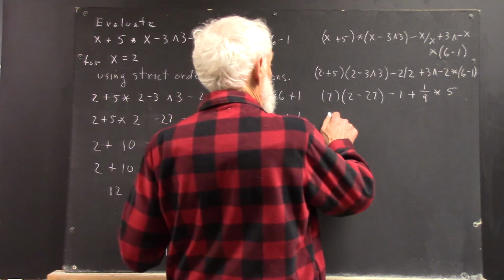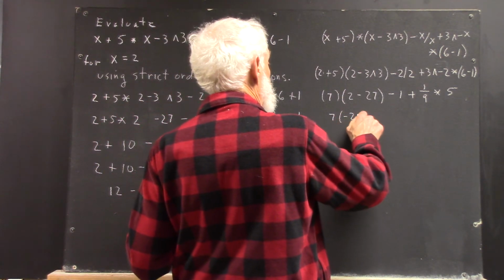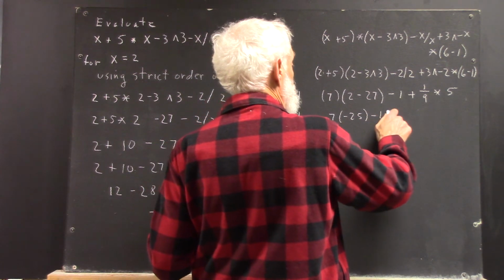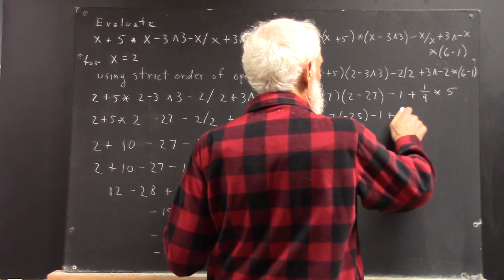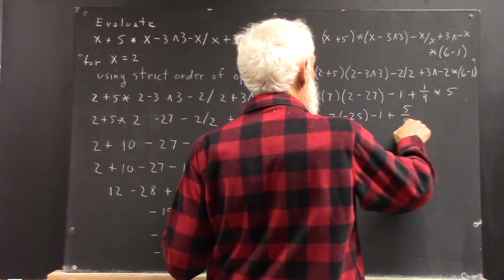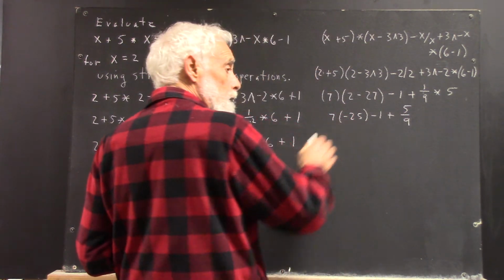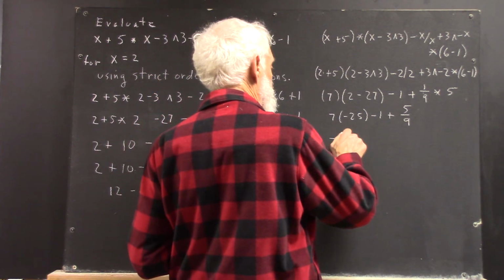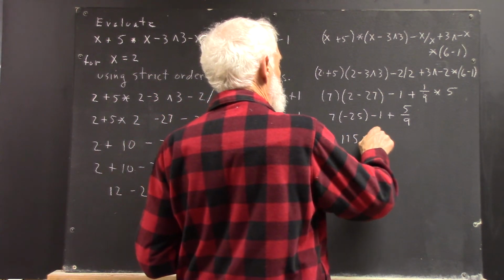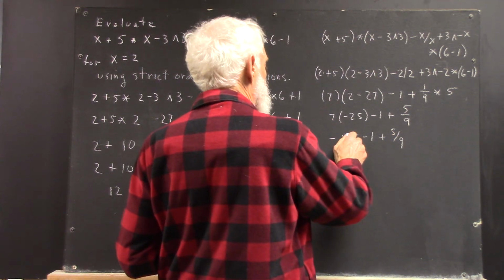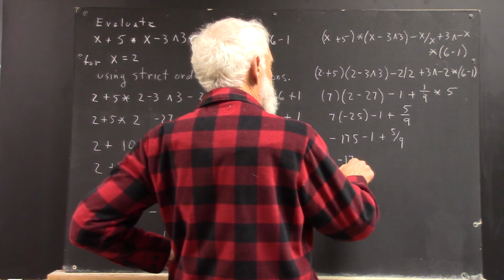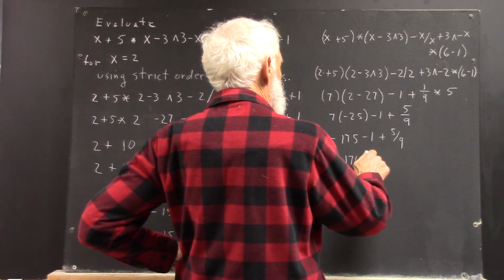Okay, but I haven't violated any rule. So that gives me 7 times negative 25 minus 1 plus 1/9 times 5 is 5/9. And 7 times negative 25 is negative 175 minus 1 plus 5/9. And that's negative 176 and 5/9.